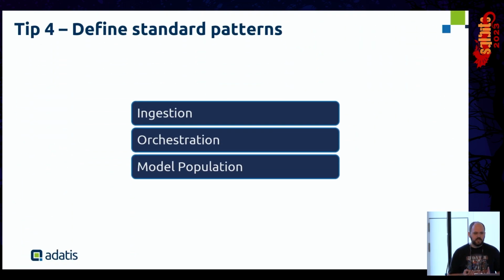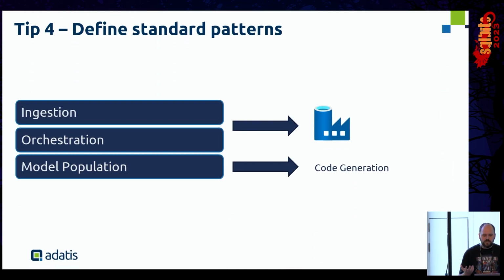So the next tip is to define standard patterns. There's lots of mundane and quite manual tasks as part of building a data platform. These are things like ingestion, but also orchestration, and then populating our target data model. They take lots of time, and they're quite repetitive, and we have to write the same code over and over again. So what we can do is look to automate these processes and standardize them so that we can increase our productivity and make sure that we're delivering a consistent platform with lots of reusable patterns.